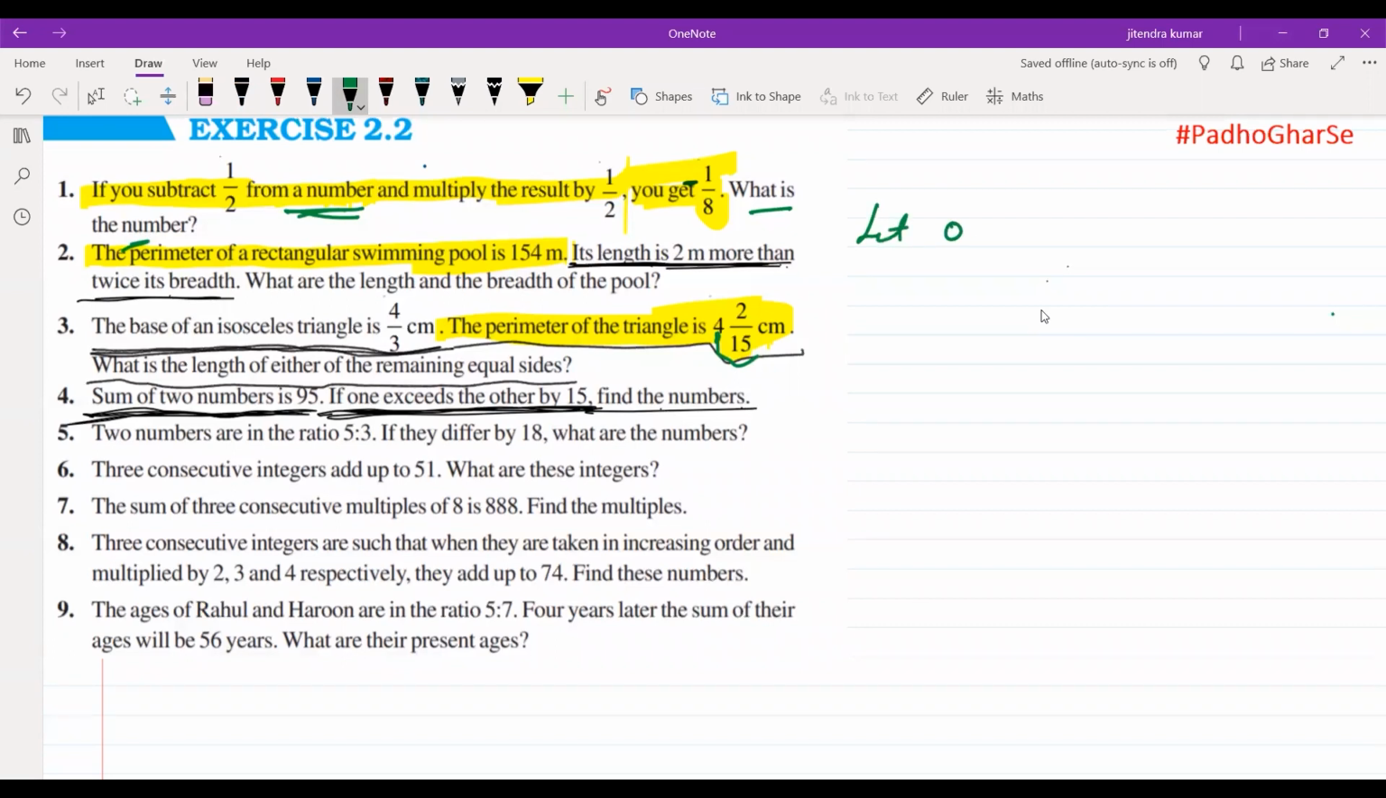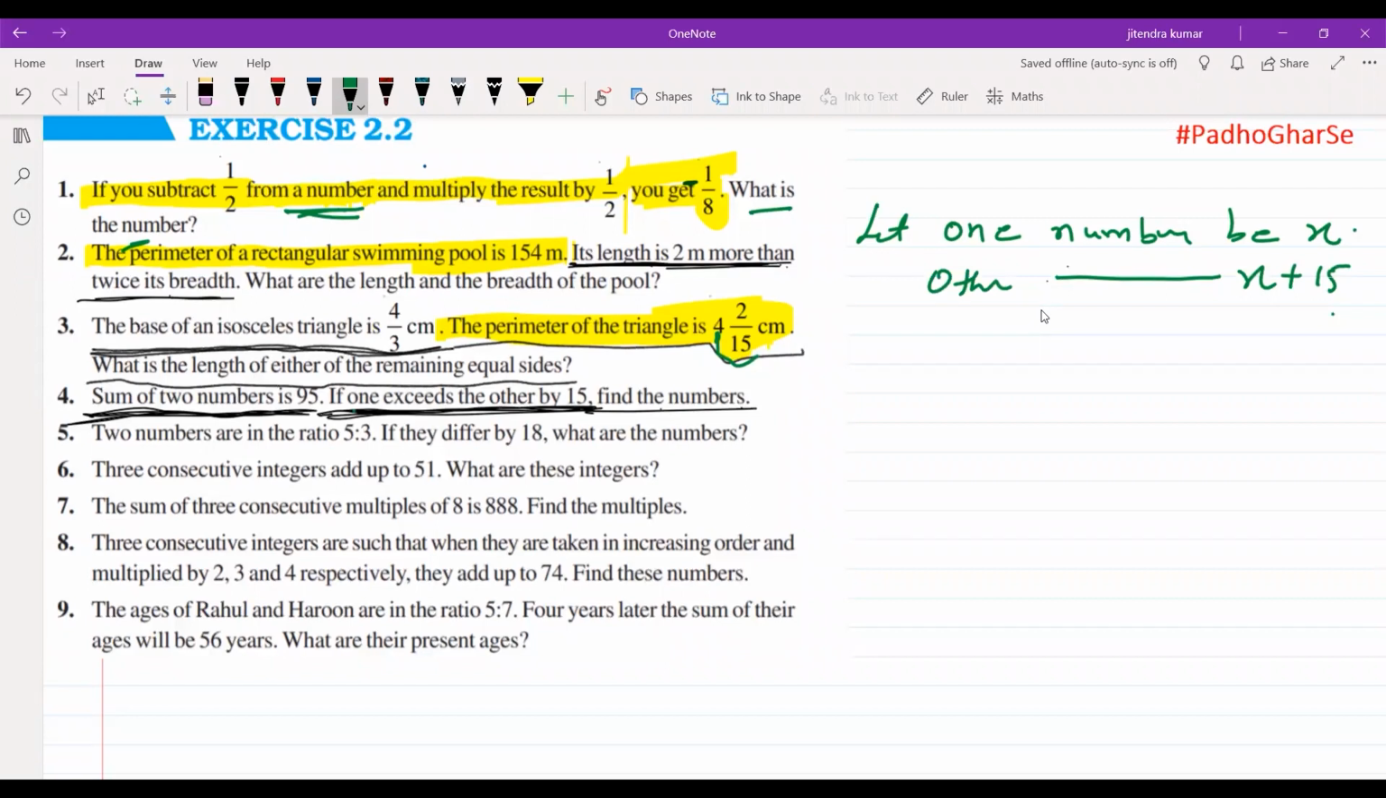You can consider any number. It is referred to as one number, but there is nothing like first number and second number, so any number can be anyone. Just consider that one of them is x, so the other number will be x plus 15, as one number exceeds the other by 15.